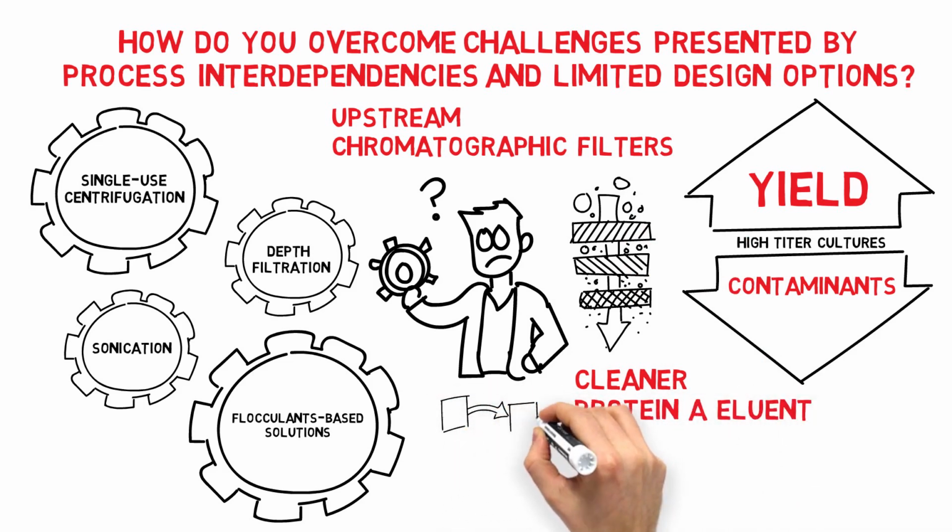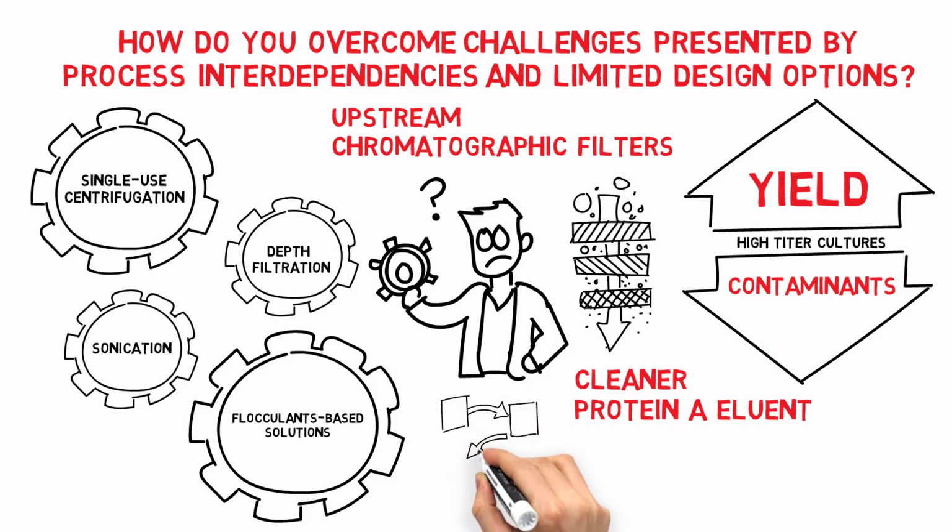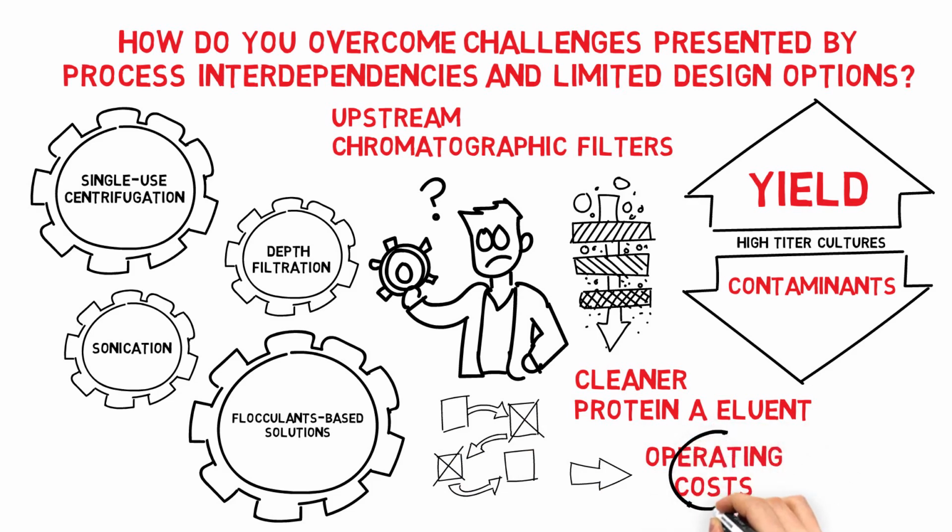Further, new harvest and clarification solutions may enable the reduction of the size and even potentially the number of downstream unit operations, which in turn may reduce operating costs.